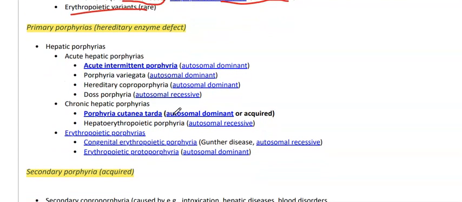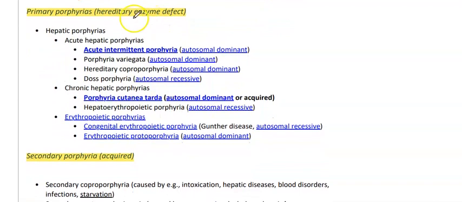Now on the basis of inheritance, primary porphyrias, which are hereditary enzyme defects, include hereditary hepatic porphyrias. In hepatic, we have acute, chronic, and erythropoietic. In acute, we have these types: acute intermittent porphyria, porphyria variegata, and hereditary coproporphyria. These three are autosomal dominant, while ALA dehydratase deficiency porphyria is autosomal recessive.